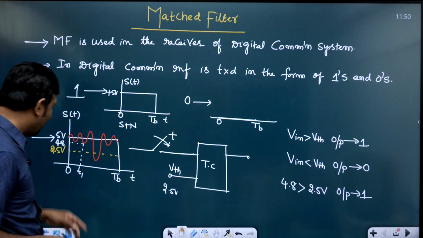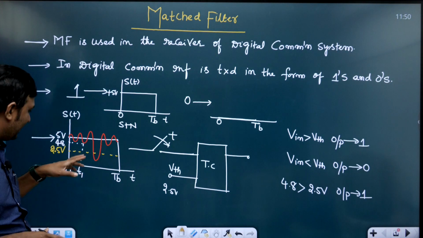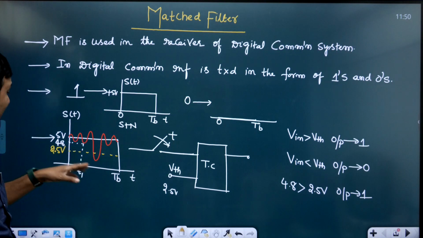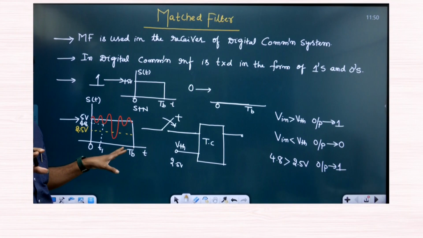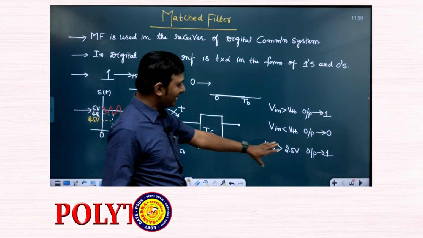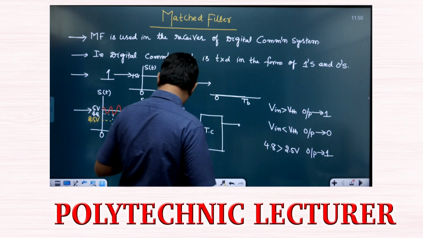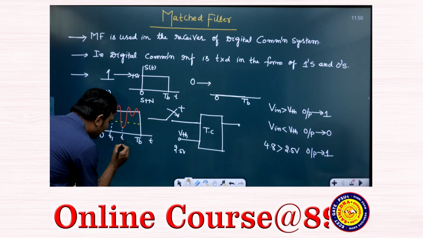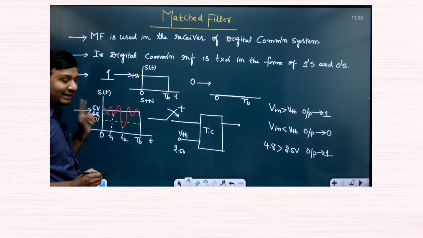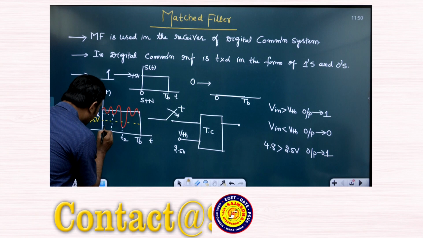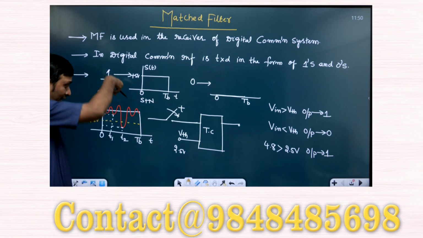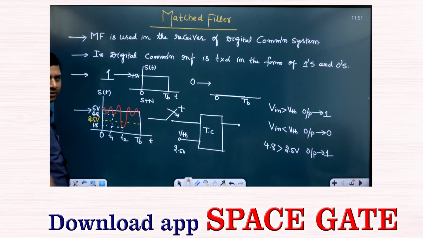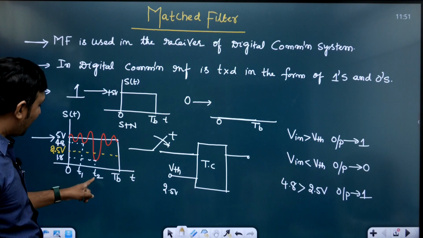Why no errors? Here at T1 you can observe that the signal to noise ratio, signal power by noise power, is high, so our decision is correct. Suppose instead of T1 I sample at this instant, where the noise is coming in the opposite direction. Assume the voltage is 1.8 volts. So I sample at T2.